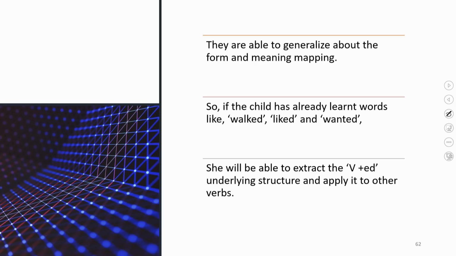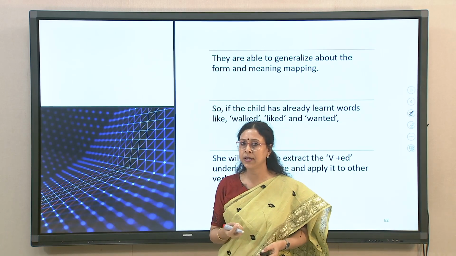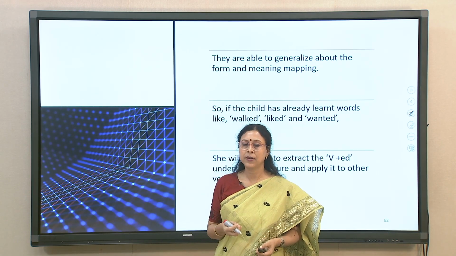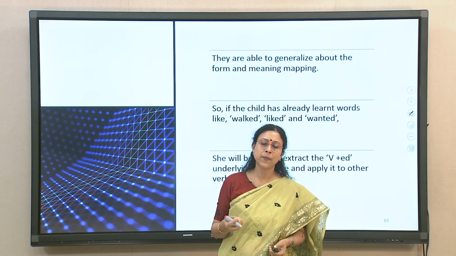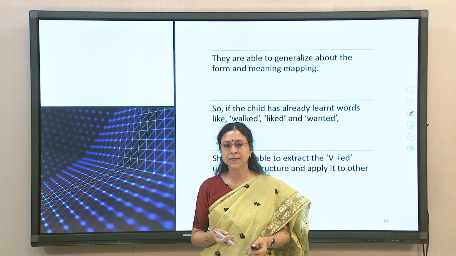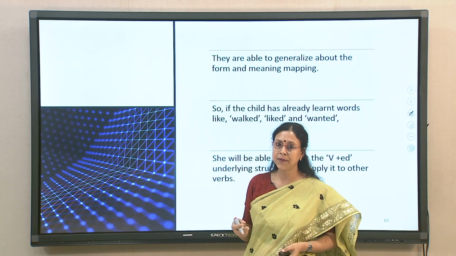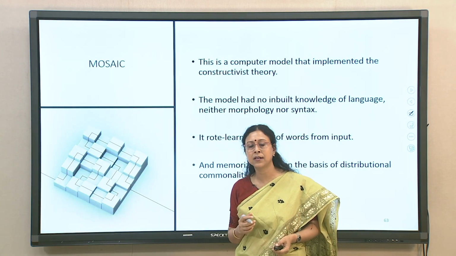They are also able to generalize about the form and meaning mapping. So, if the child has already learnt words like walked, liked and wanted, she will be able to extract the verb plus ed structure, the underlying structure, and apply it to other forms. So, with a new word, even a nonsense word, that is why they are able to create the properly inflected tense form of that verb. That is what happens after they have arrived at the v plus ed underlying structure.